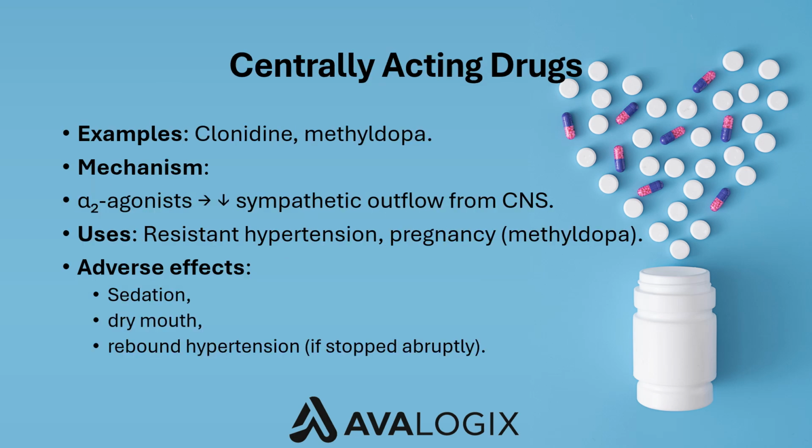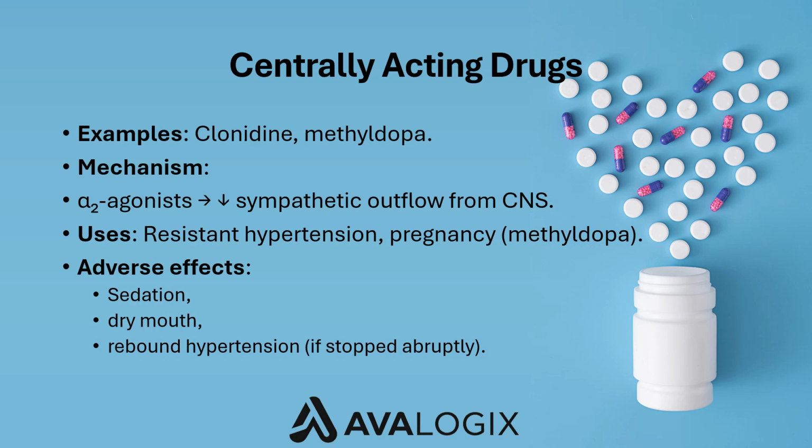Centrally acting drugs like clonidine and methyldopa work at the level of the brainstem. They stimulate alpha-2 adrenergic receptors in the medulla, reducing sympathetic outflow to the heart and blood vessels. The result is reduced heart rate, cardiac output, and peripheral resistance. Methyldopa is particularly famous for being safe in pregnancy. It has decades of use for gestational hypertension.